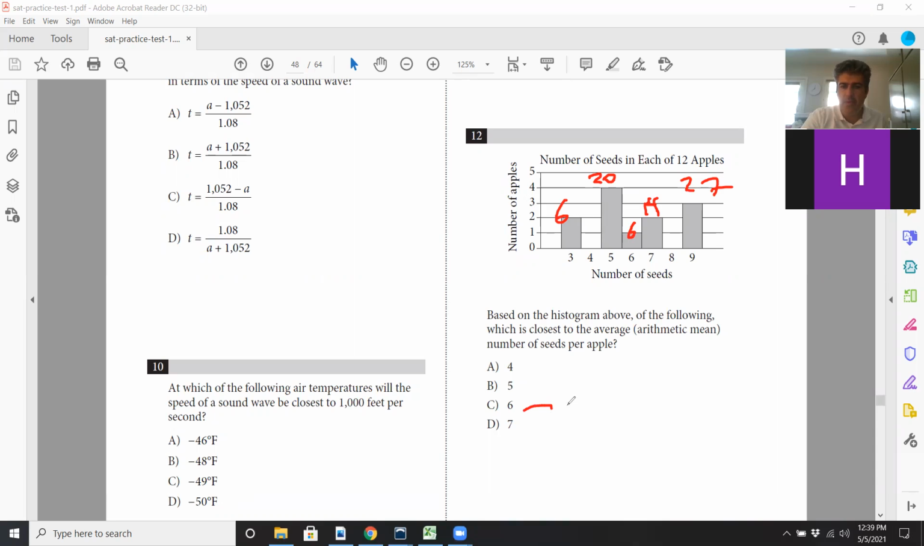So add it all up, you get 26 plus 20 plus 27. Should be 73 seeds, I think. And how many apples do I have? Well, we have 12 apples, you're told that. And that's where a calculator could help. If I do 73 divided by 12, I think 6 point something. They said close to, so it doesn't have to be exact. 73 divided by 12 is 6. And there you go, you get C. So that's super easy.